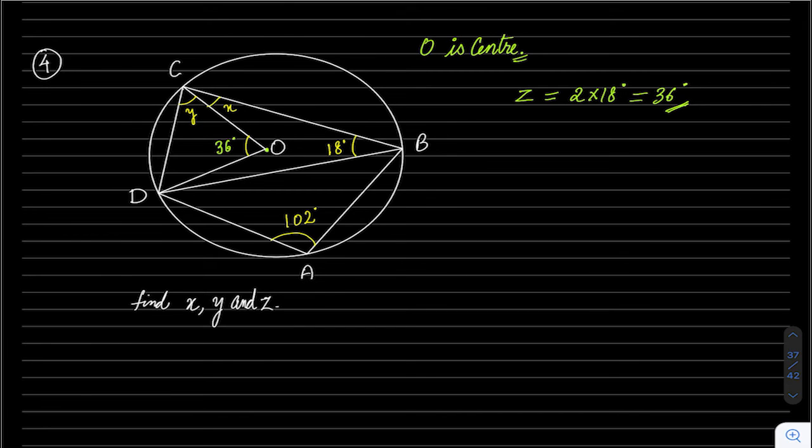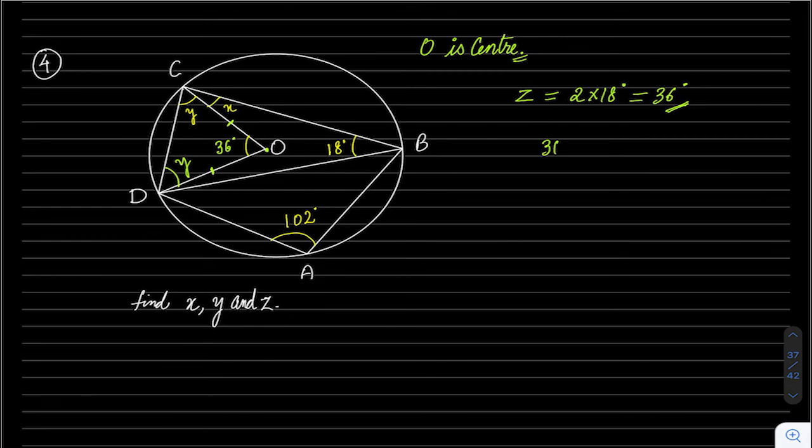Okay. What next now? We need X and Y values. Again, we need the Y value. When I look at Y, all I can see is this triangle OCD. Now again, OCD triangle is an isosceles triangle. This is radius, this is radius, so OC and OD are equal. Hence this will also be Y.